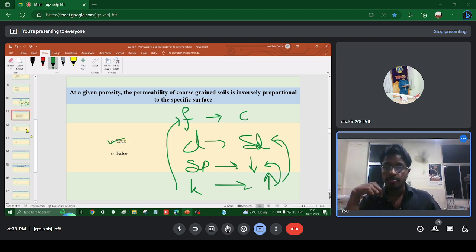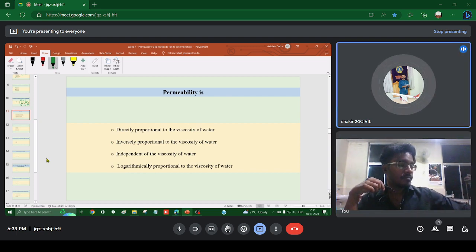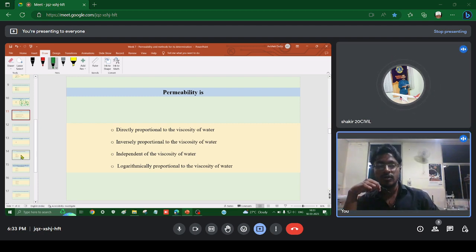Next question. Permeability is... what is the answer? Proportional to viscosity. Yes, what proportional? Inversely. Yes, inversely proportional to the viscosity of water. Now I'll just write down the Poiseuille's law and Darcy's law combined equation.